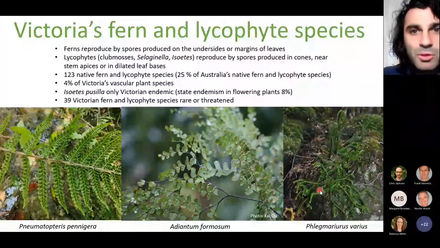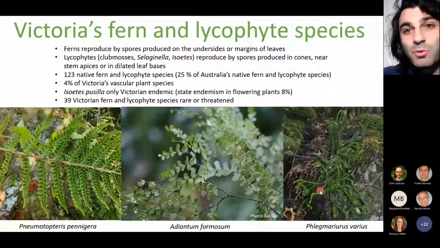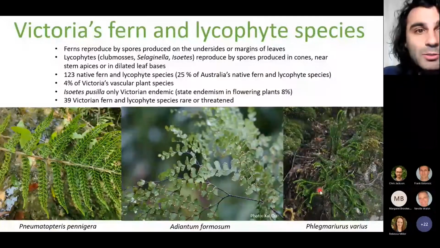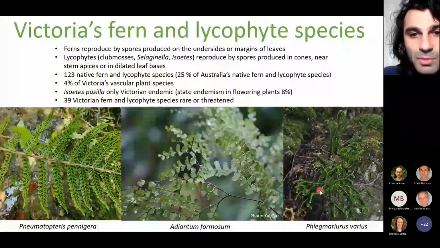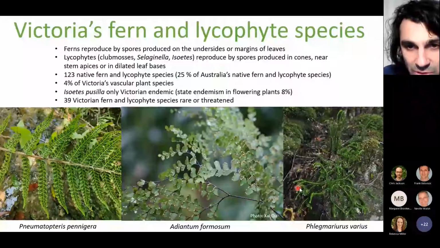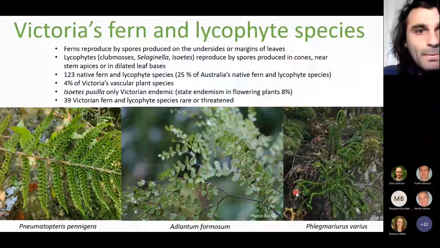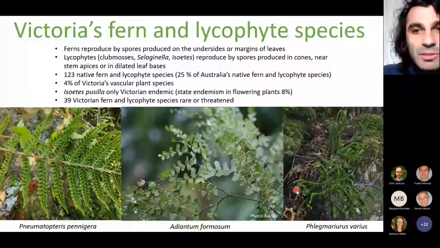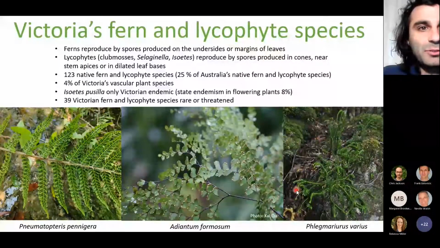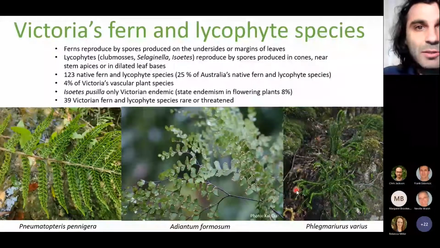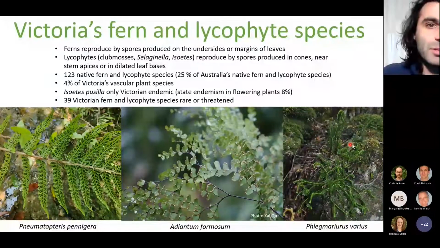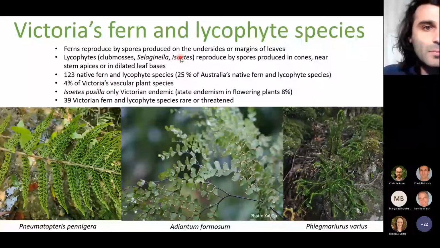They reproduce by spores, but this time the spores are produced in cones, usually near the ends of stems, at their apices. So in this species here, there'll be little clusters of yellow spore capsules at the end there. In some species of lycophytes, they're actually aquatic and they produce dilated leaf bases that contain those spore capsules. So the genus Isoetes is like that.